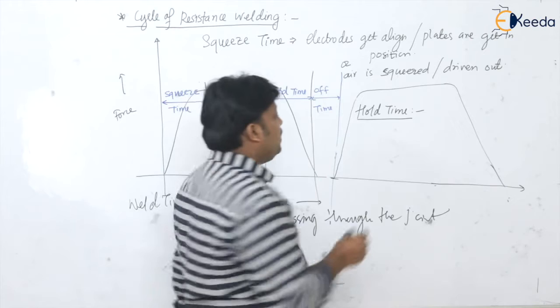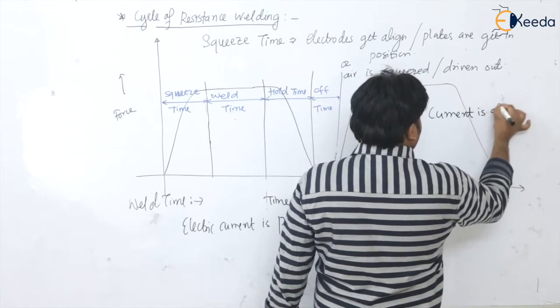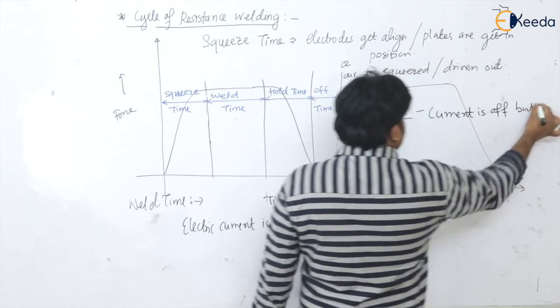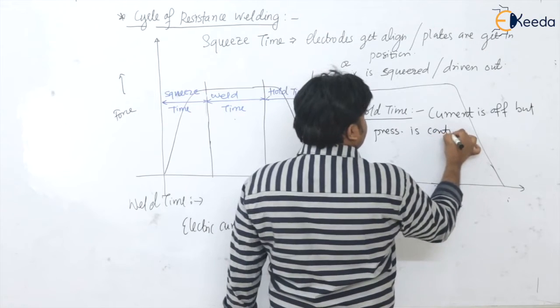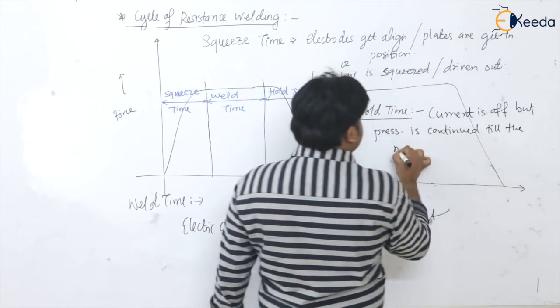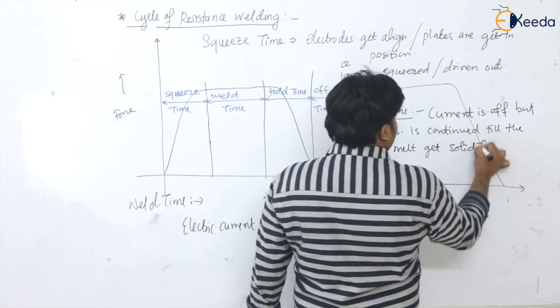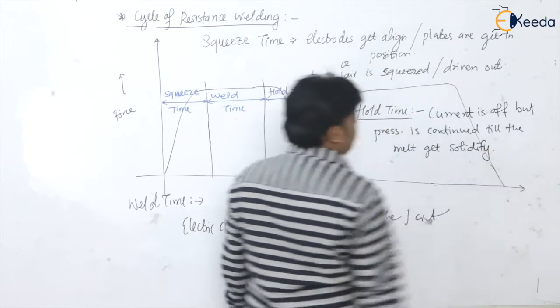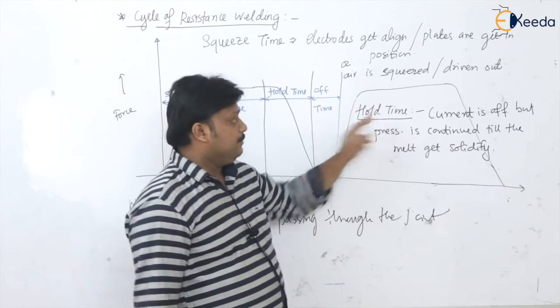So current is off now. So here current is off, but pressure is continued. Pressure is continued till the melt gets solidified or cooled, so the joint can happen there. It is the hold time.